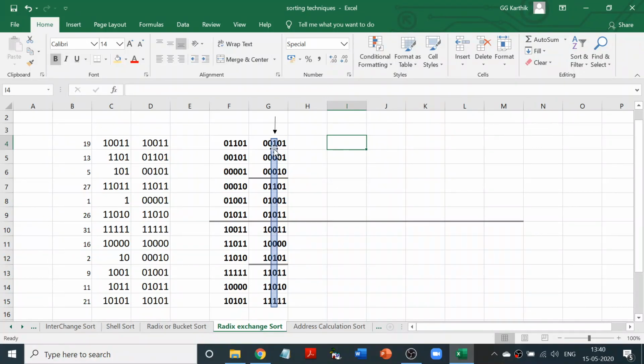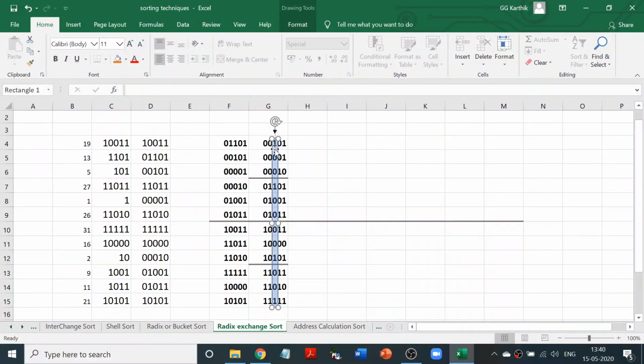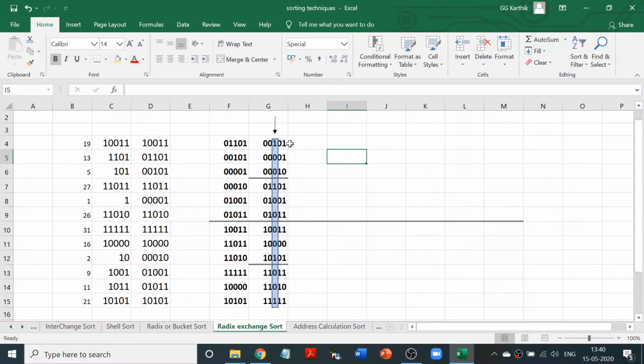So now we are going to consider the third column, or the third digit, right? Slightly here, third digit. So what happens? This is going to be one list. This is going to be one list.